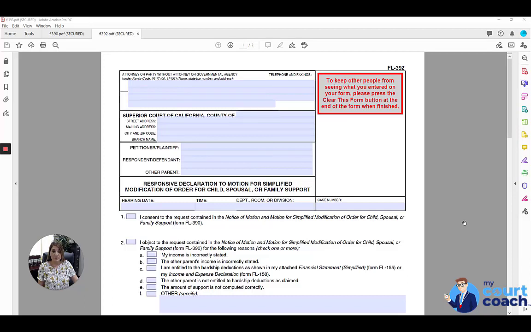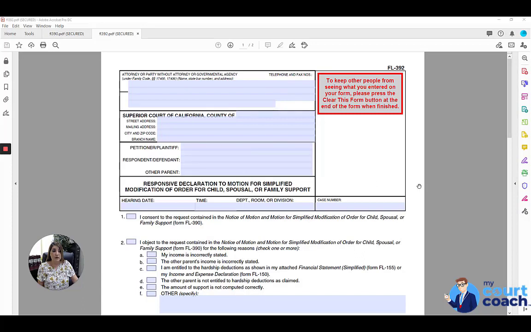I'm Sarah, and I'll be your instructor as we talk about the responsive declaration to motion for simplified modification of order for child, spousal, or family support, also known as the Form FL-392. As with all our court forms, you want to fill in your identifying case caption information.